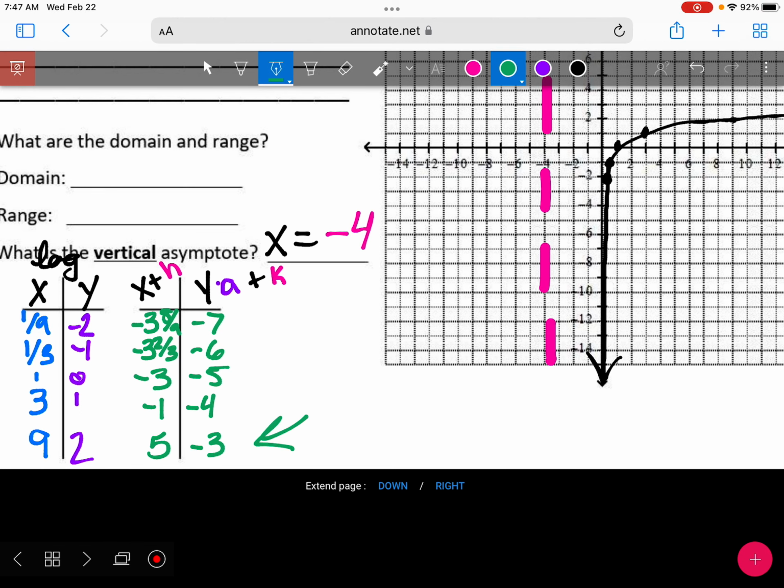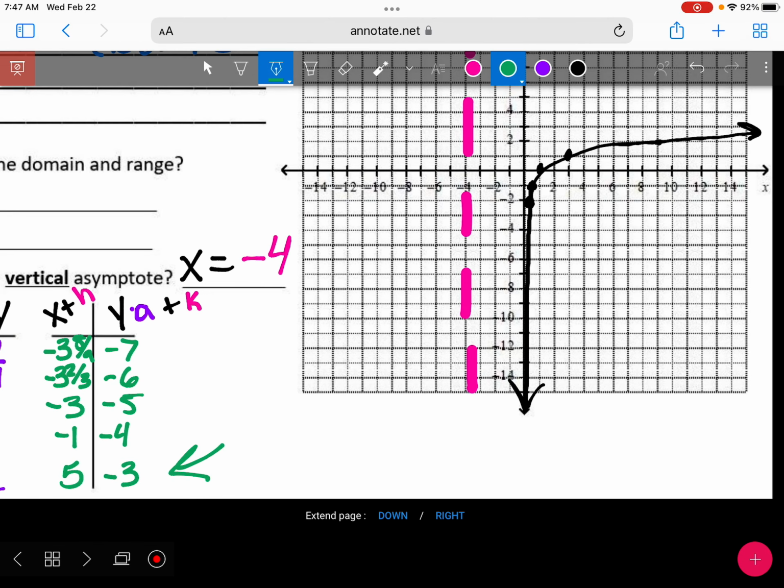And this table here is our transformed function. So all we have to do is graph that. -3 and a bit, -7. -3 and a bit, -6. -3 right on it at -5, -1 at -4, and 5 at -3. Remember not to go through your asymptote. It's going to look kind of like that.